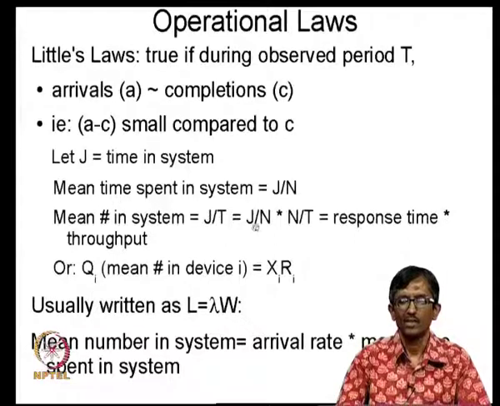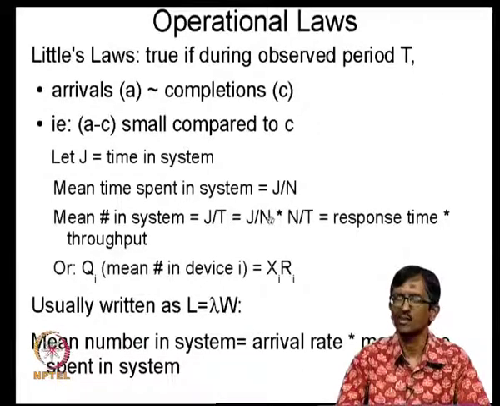Okay. And you can easily write it as J into n into n into T. It's very simple. Here I am just doing simple algebraic manipulation. You see n and n cancel, therefore it is the same as J by T. But J by n is what? It is the time taken divided by the number of jobs in the system, that is the response time.